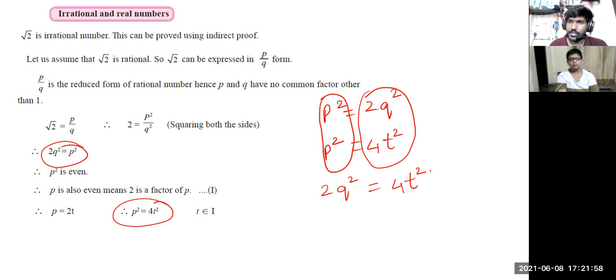Do you understand this step? Left hand side is equal, so right hand side should also be equal. So I'm just equating it. 2q square is equal to 4t square. Yes, sir. Okay.